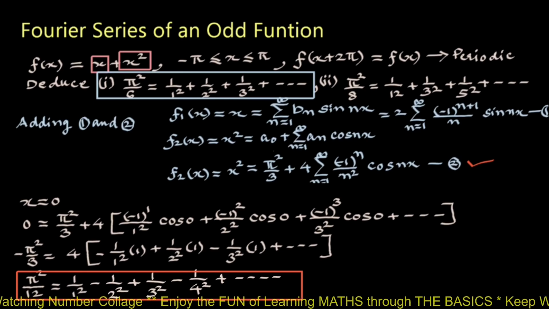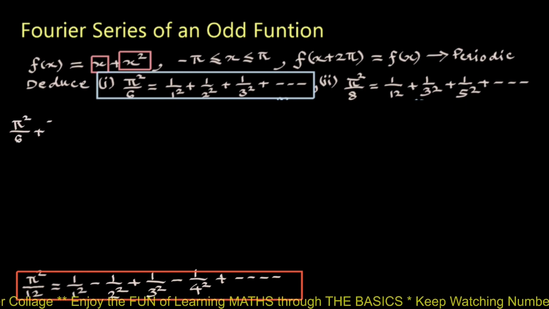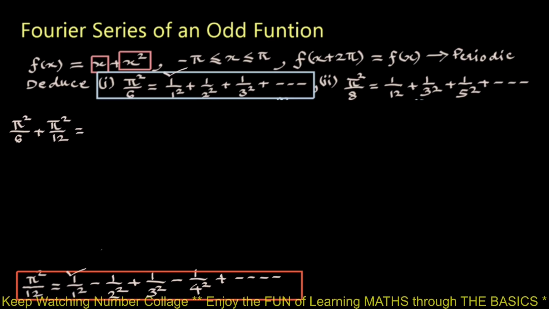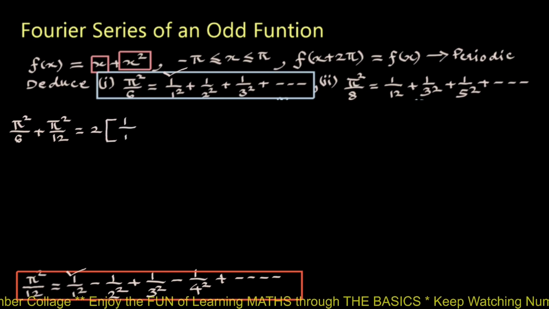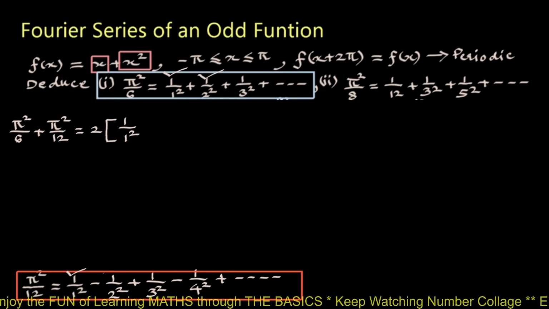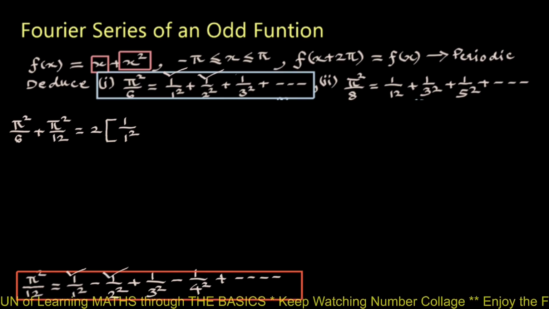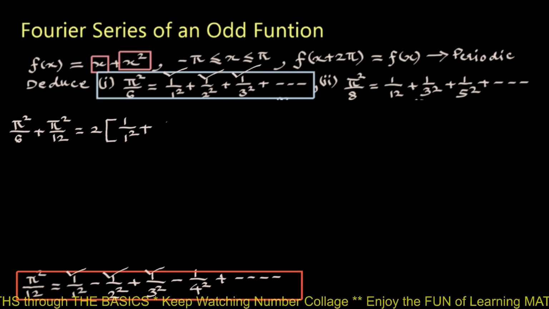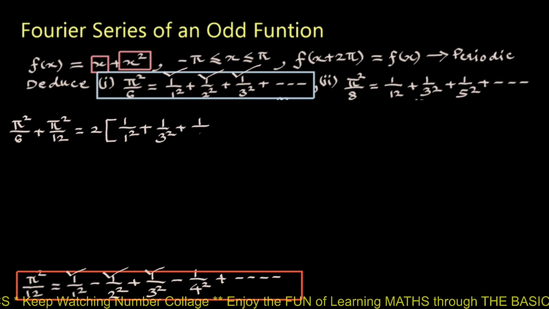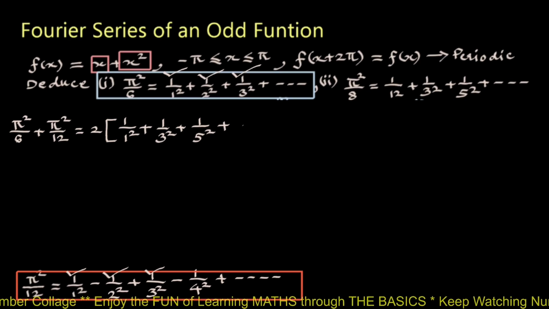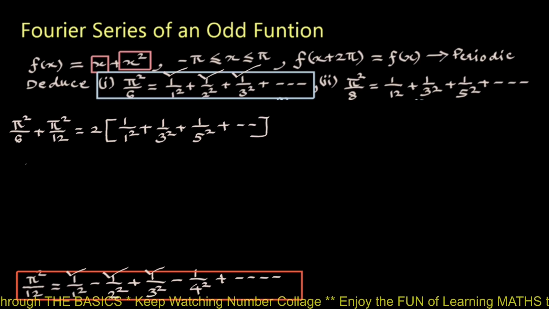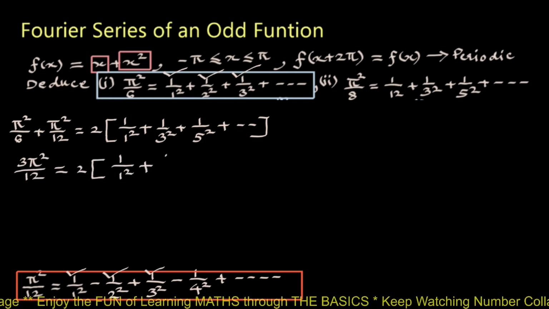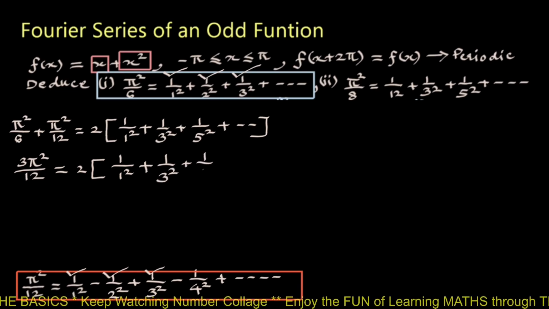Let's swipe this middle part. So this will be pi square upon 6 plus pi square upon 12 equals, here 1 upon 1 square plus 1 upon 1 square will be 2 times 1 upon 1 square. Next 1 upon 2 square minus 1 upon 2 square will be 0. Next 1 upon 3 square plus 1 upon 3 square will be 2 times 1 upon 3 square, plus similarly 1 upon 5 square plus so and so forth. Here 2 pi square plus pi square, 3 pi square upon 12 equals 2 times 1 upon 1 square plus 1 upon 3 square plus 1 upon 5 square plus so and so forth.